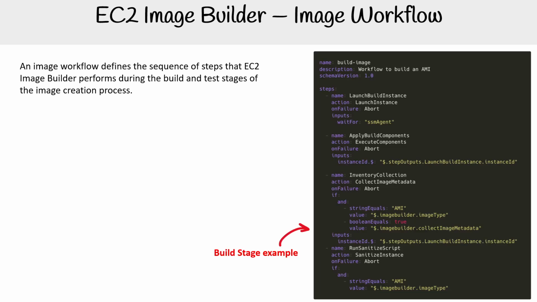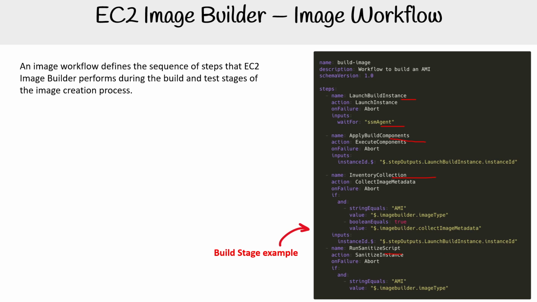An image workflow defines the sequence of steps that EC2 Image Builder performs during the build and test stages of the image creation process. So here's an example of that workflow, okay? And if you notice on the left-hand side, I'm just going to get the pen tool out here so we can look closer. Notice it says launch the build instance. It's waiting for the SSM agent. It's going to apply the build components. Then it's going to do inventory collection and then run a sanitize script.